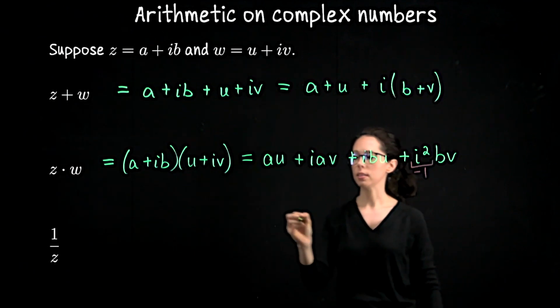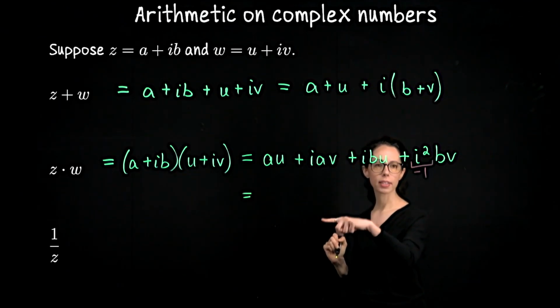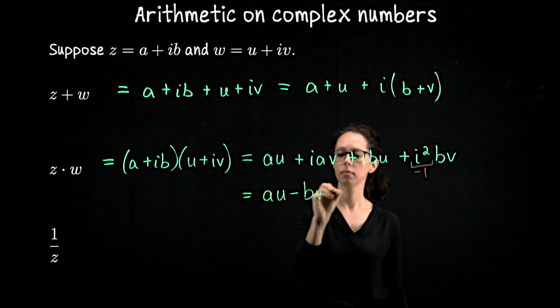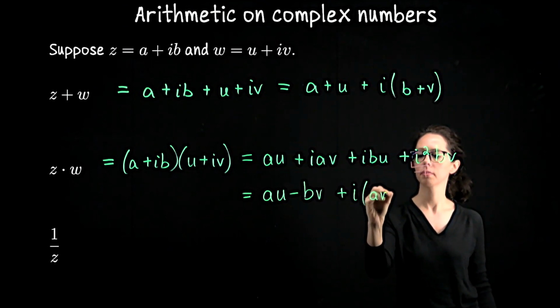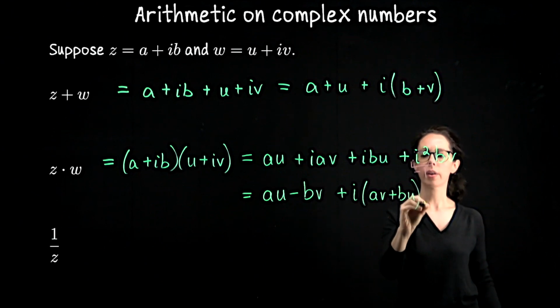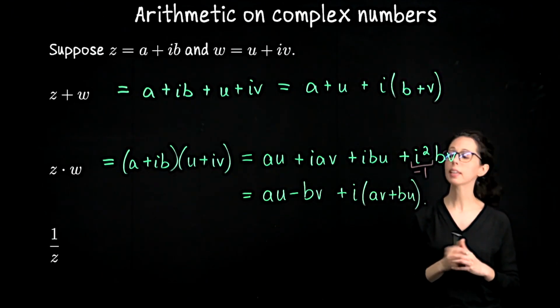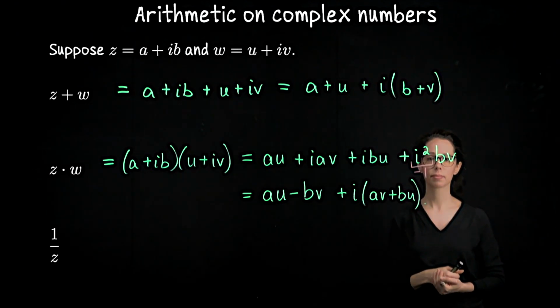So if I group these real with real, imaginary with imaginary, I'm going to say the real part is au minus bv. And then the imaginary part is av plus bu. Okay, let you take a moment to look at this, and then we will take z and do its reciprocal. Essentially, we'll divide 1 by the complex number z.